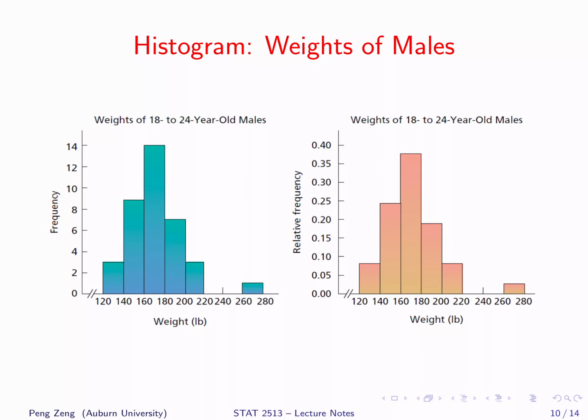Look at the histograms. The first one is for frequencies and the next one is for relative frequencies. We can see that the weights are in the range of 120 to 280. There is one value far away from the remaining values. It is called an outlier. We will mention what an outlier is in more detail later.